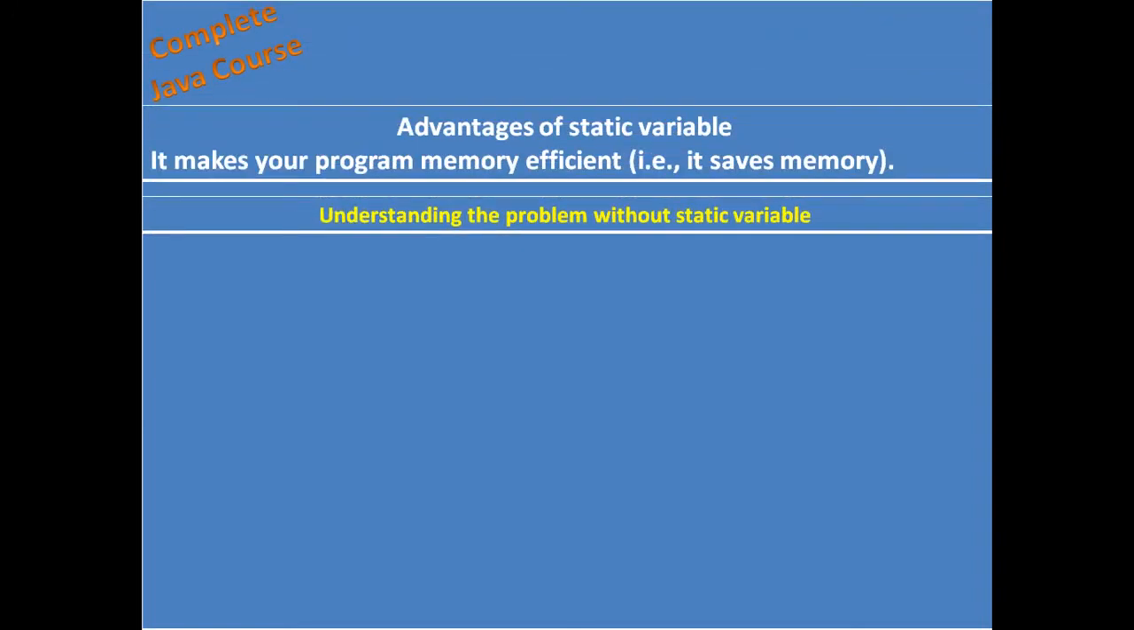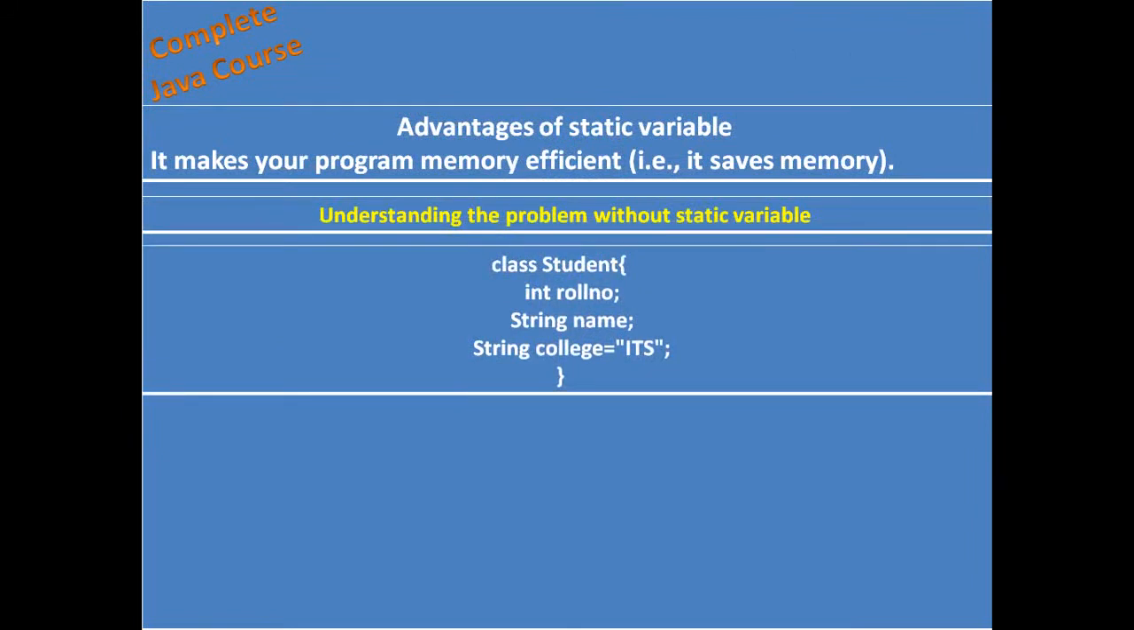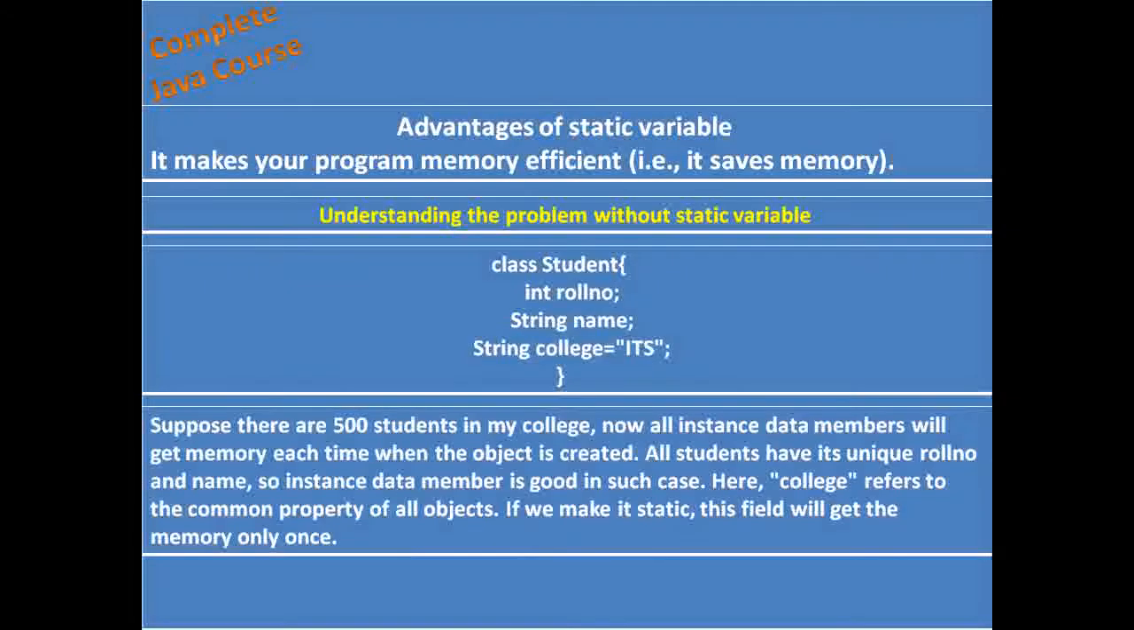Understanding the problem without a static variable. Suppose you define a class Student with three fields: roll number, name, and college name. Suppose there are 500 students in my college. Now all instance data members will get memory each time an object is created. All students have their own unique roll number and name, so instance data members are good in such a case. Here, college refers to the common property of all objects. If we make it static, this field will get memory only once.